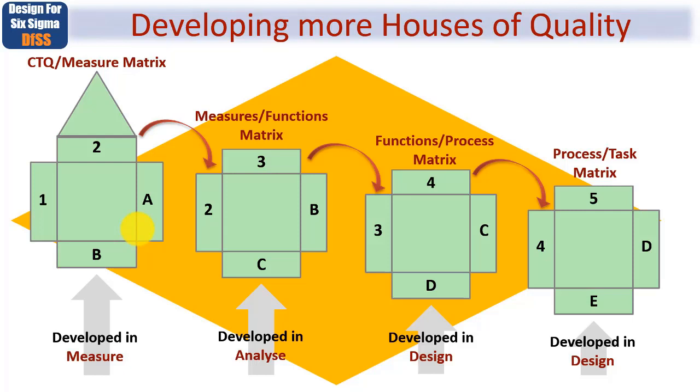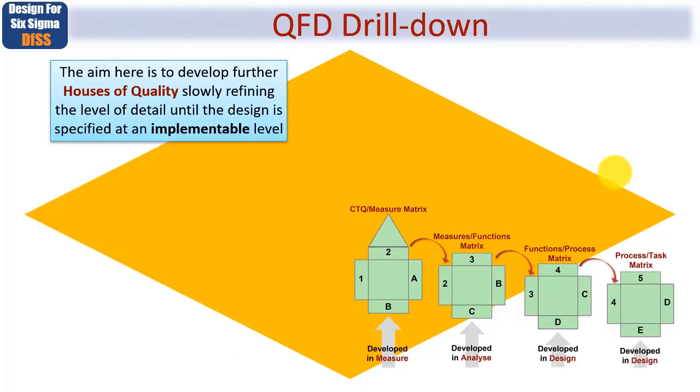I just want you to know that what we're covering, let's say, is this example here over on the left. You might want to drill down into more and more detail and do it in different phases of DMADV. So here this first one developed in measure, this second one drilling down from measure matrix to functions matrix, developing in the analyze phase, drilling down further. Here in the design phase, you're looking at functions and process matrix, and also in the design phase, drill down once more to look at process and task levels. So you can see you could have different levels of detail here for each house of quality. And what this is called is QFD Drill-down.